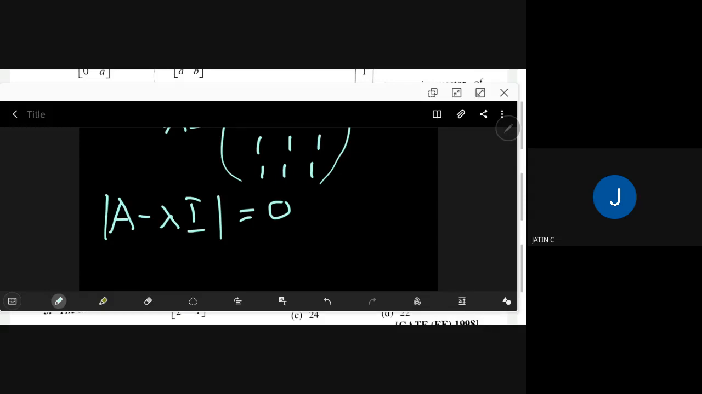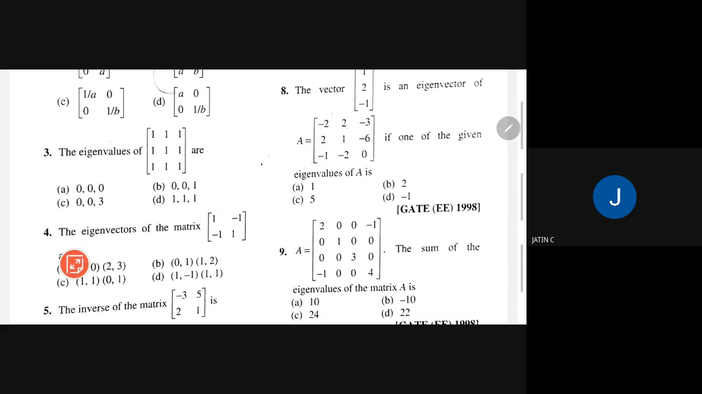Okay. So if you take this one, determinant of A minus lambda I is equal to 0. Simply you do one thing. Is 0 an eigenvalue? See, because here you have, what are the choices? 0, 0, 0 is there. 0, 0, 3 is there. 2 zeros, 3 is there. 0, 0, 1, 1, 1, 1. But we have an idea here.